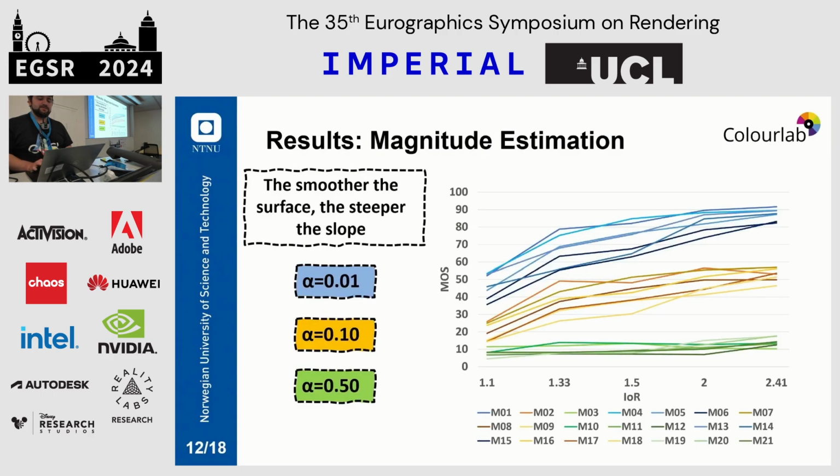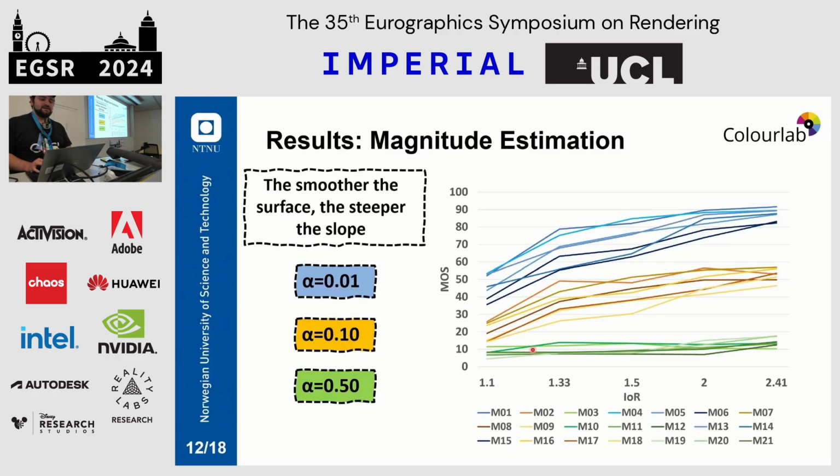To plot mean opinion scores from the magnitude estimation against indices of refraction, we see that there are three groups that stand out very clearly, and this was expected because the surface roughness has the strongest impact on perceived gloss among all. So the blue curves correspond to the smoothest objects, then the orange ones are second smoothest, and the green ones correspond to the roughest objects among all.